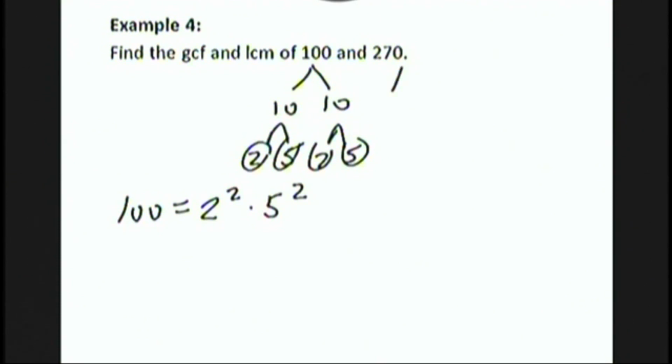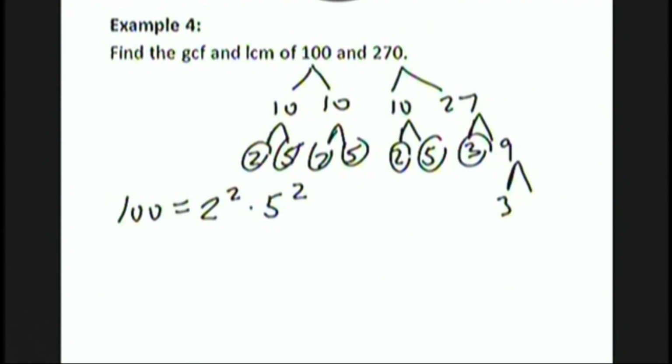270, let's see, we could write that as 10 times 27. 10 is 2 times 5. 27 is 3 times 9. And 9 is 3 times 3. So we have that 270 is equal to 2 to the 1 times 3 cubed times 5.